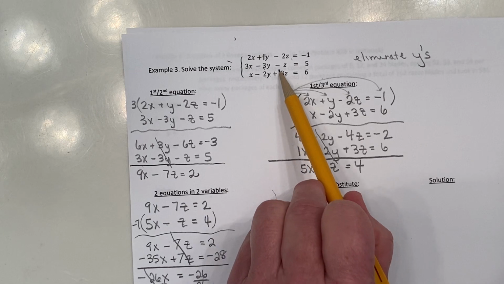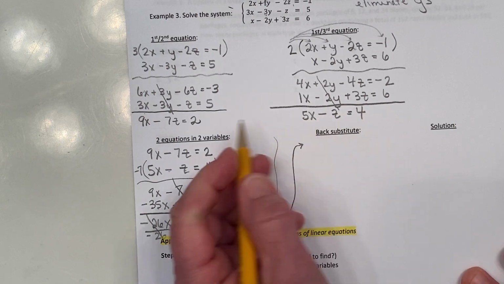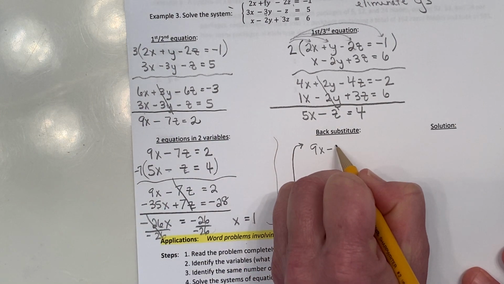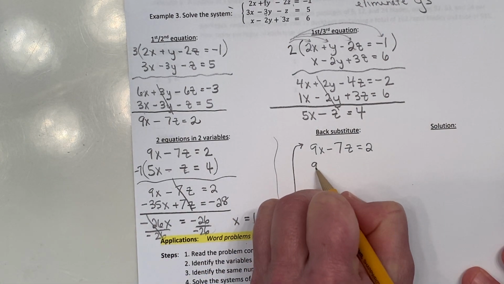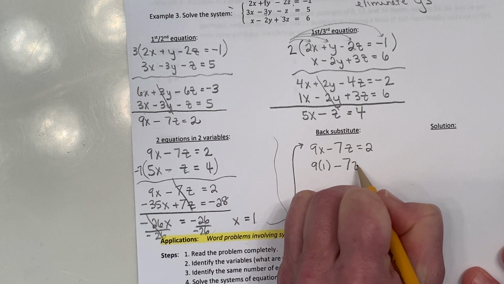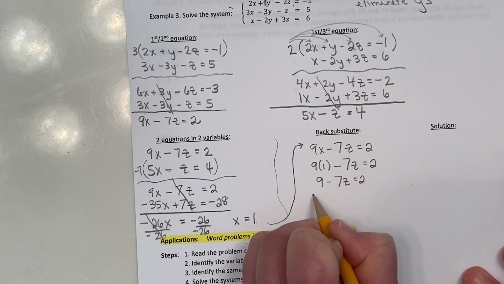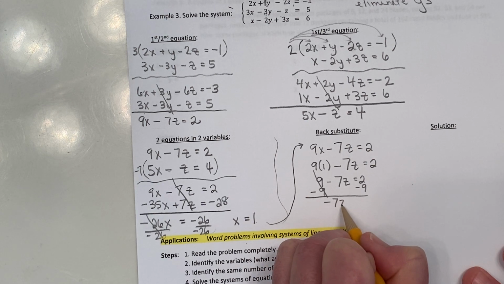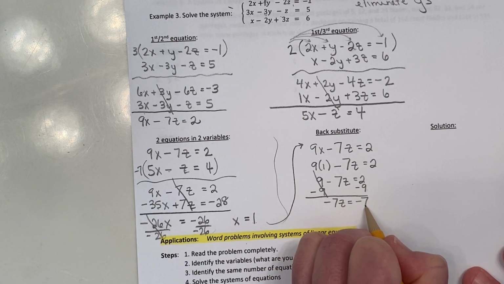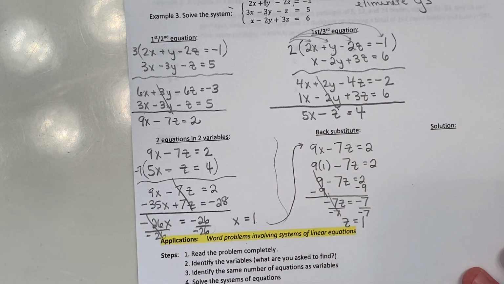Don't go to the original equations yet. You're not ready. Let's plug 1 in for either this equation or this equation right here. It doesn't matter. I'll just choose the first equation. So when x is 1, let me subtract a 9. Use your calculator. That's -7. Divide both sides by -7. So z is +1 again. So x and z are both 1.